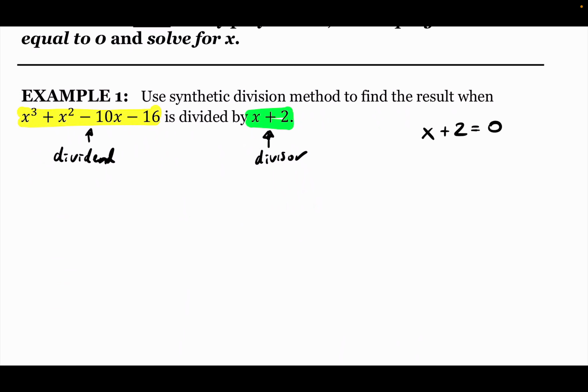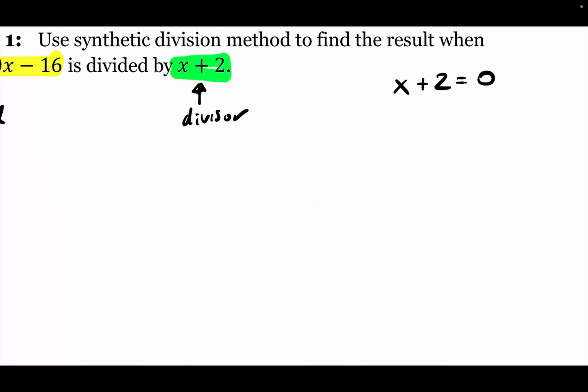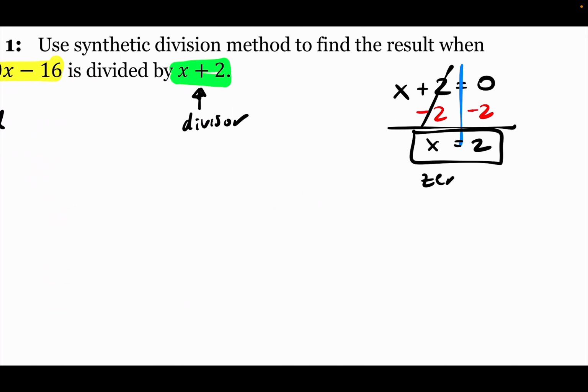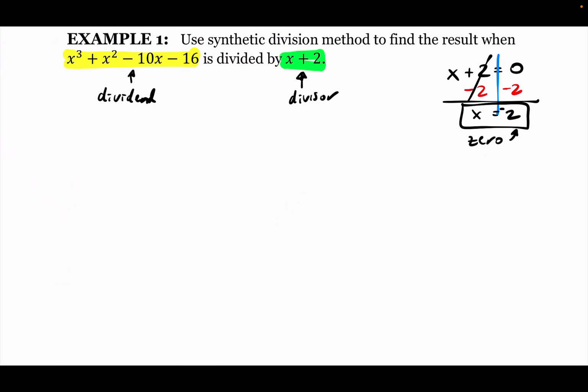What is x? It's going to be -2, right? How do I know that? This is how you do it. Some of you can do it in your head. You just solve it. Subtract 2 from both sides because it's +2. That is the zero. Sorry, it's -2. That guy is going to go in a little house right there.